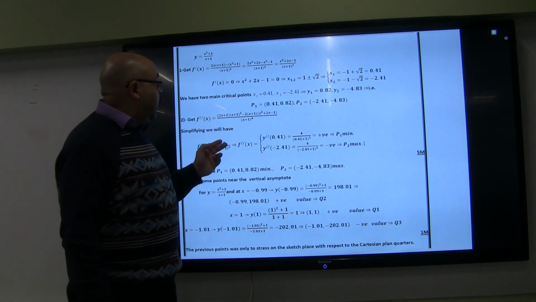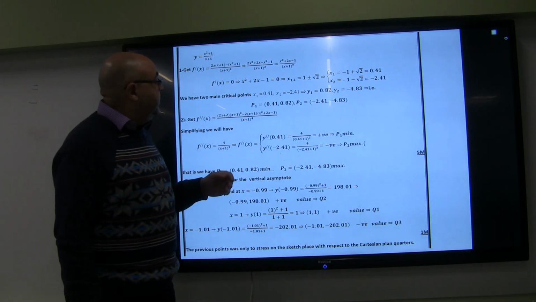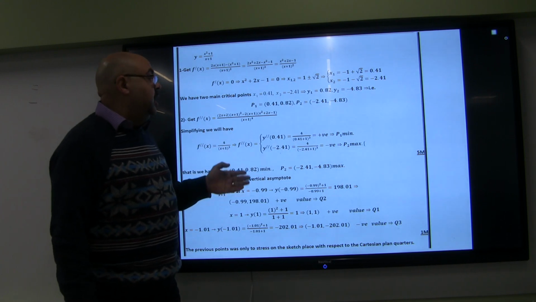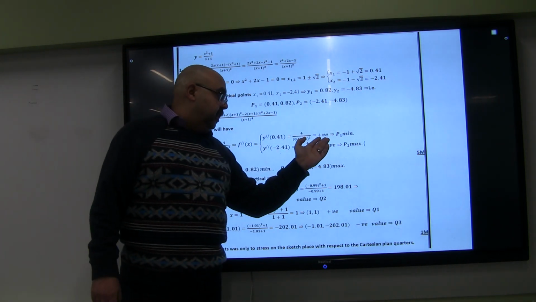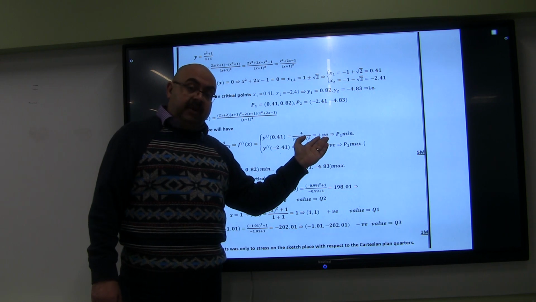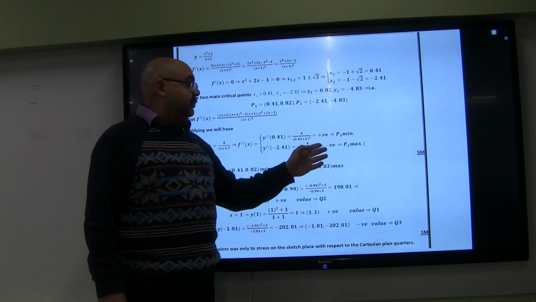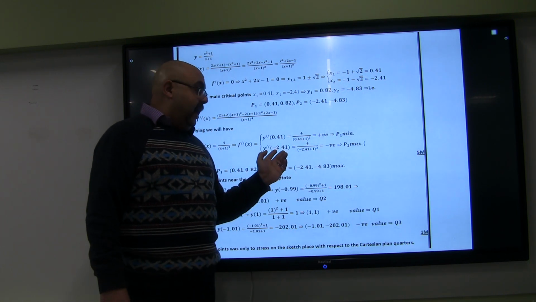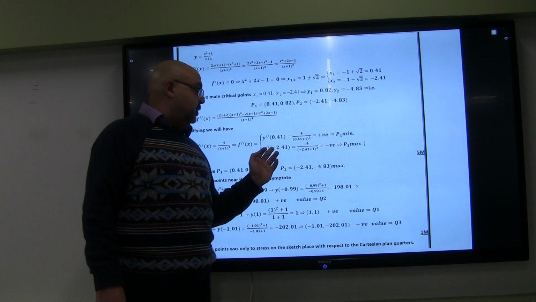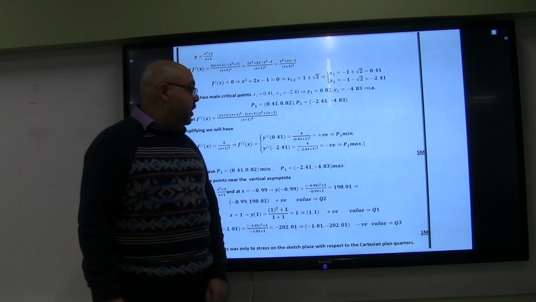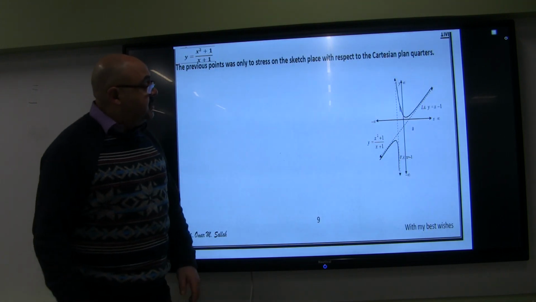Then I will get y double dash, the second derivative, inserting the critical points in y double dash. If it delivers a positive value, then you will have a local minimum point at x equal 0.41. And if it is a negative value, you will have a maximum at x equal -2.41. I've known the maximum and the minimum. Remark, it makes sense actually.